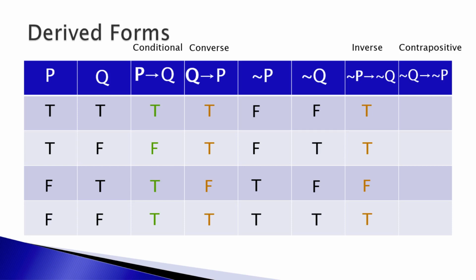Not Q implies not P. So we have false implies false is true. True implies false is false. False implies true is true. And true implies true is true.